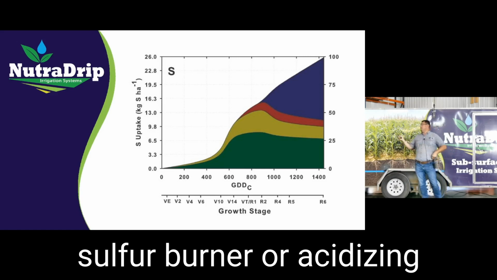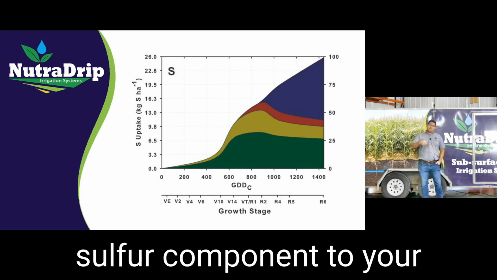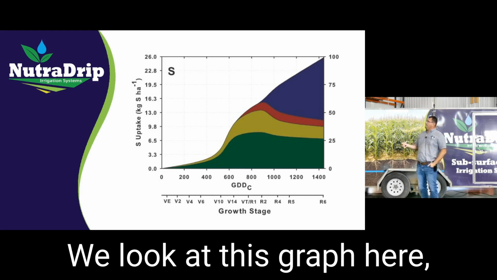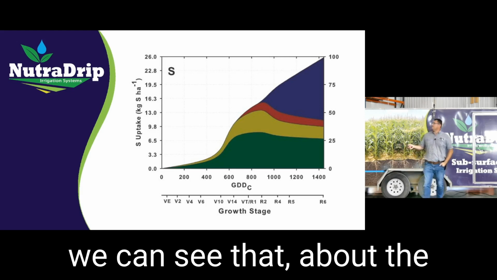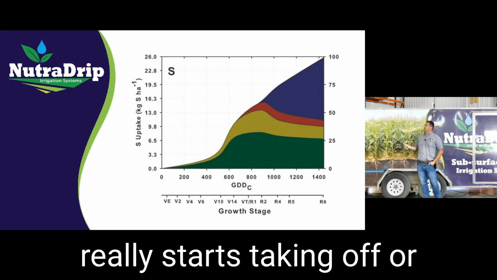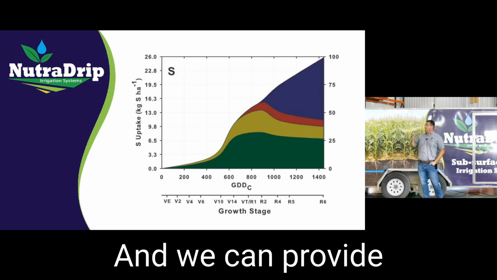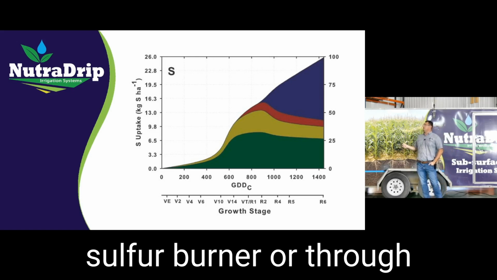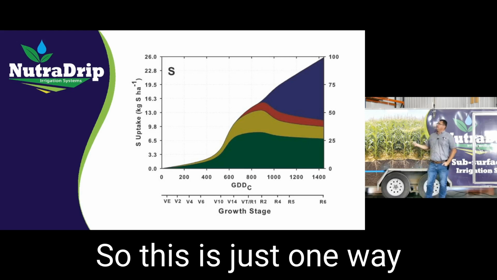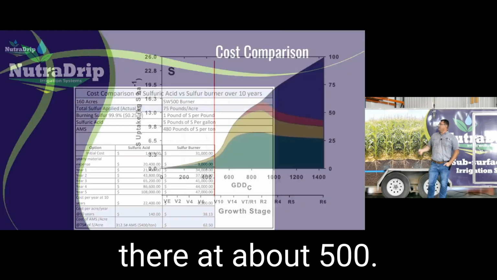The benefit of having a sulfur burner or acidizing your water with sulfuric acid is that you're adding that sulfur component to your soil every time you irrigate. If we look at this graph here, we can see that about the time that we start irrigating, say V6 or V8 maybe, that's when this graph really starts taking off, when the plant starts really needing a lot of sulfur. And we can provide that sulfur through a sulfur burner or through sulfuric acid injections. So this is just one way that you can do that. I just drew a line there at about 500.